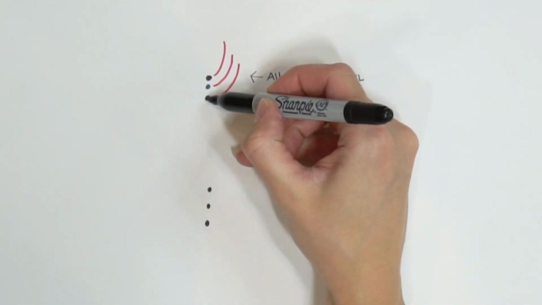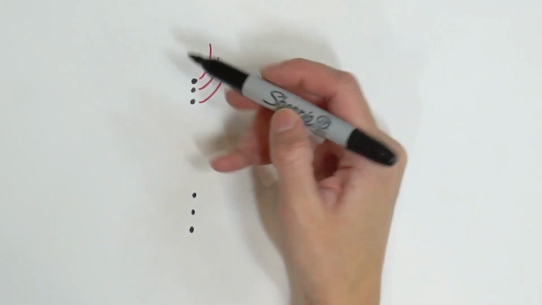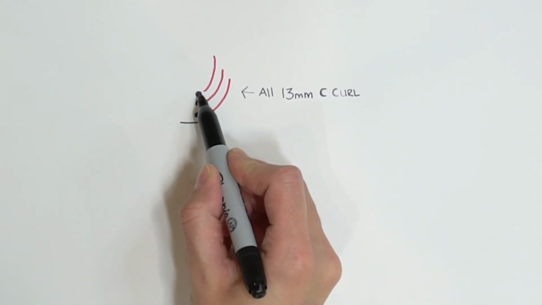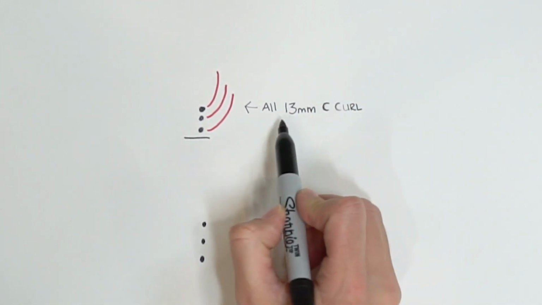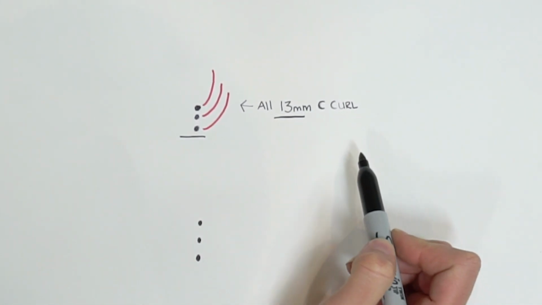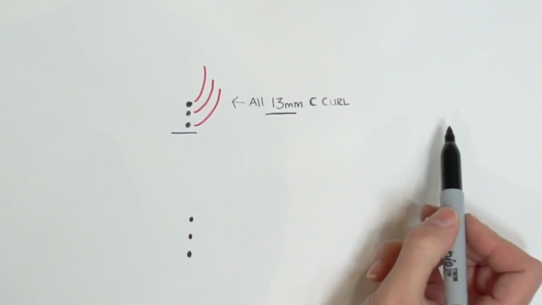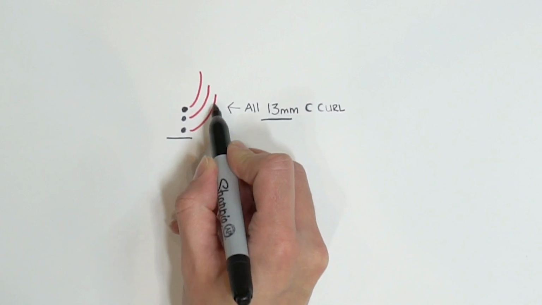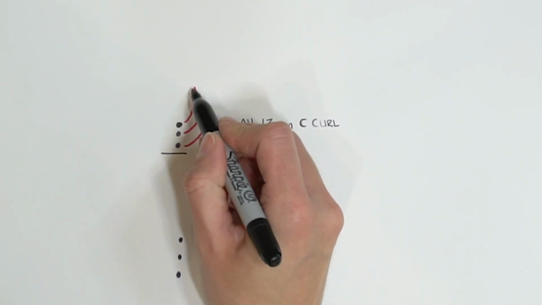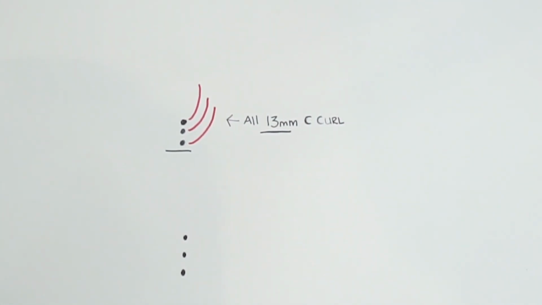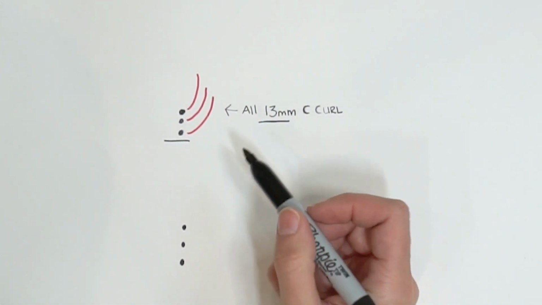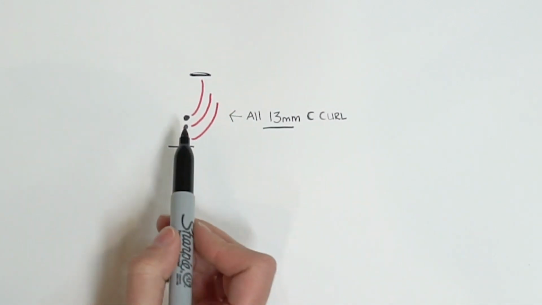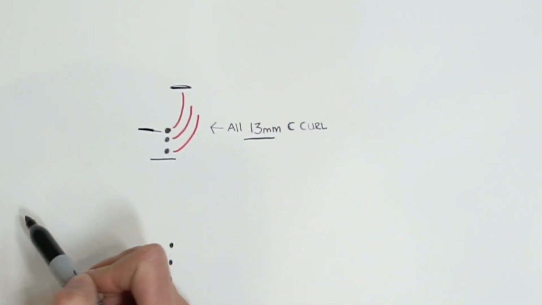Imagine this client has 3 layers. This is layer 1, which is closest to our client's eye, and then layer 2 and layer 3. So I'm talking about using all 13 millimeter in a C curl, the exact same lash for each layer. If you can see here, my lash here looks much shorter than my lash here. So if you're going for uniformity, then this top layer lash has to be the same on all of those top layer natural lashes.